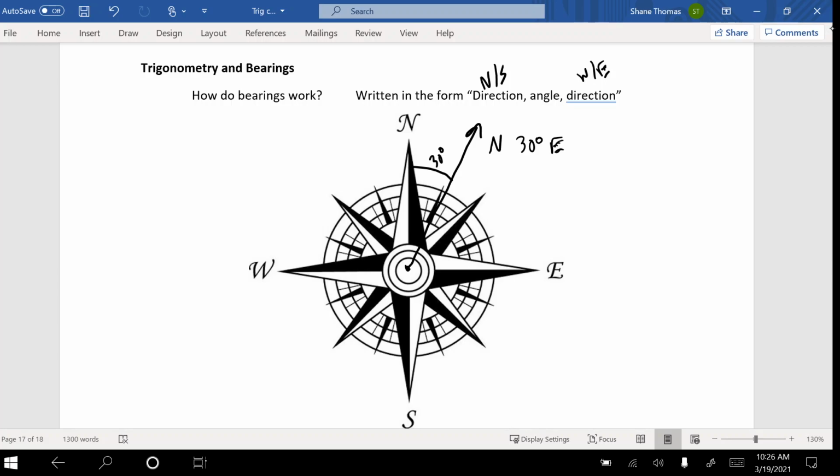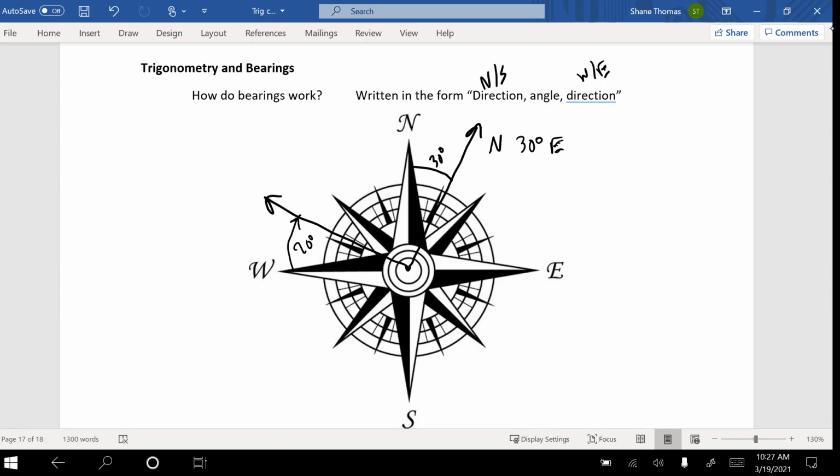So basically it's saying I started going north and then I turned 30 degrees to the east. Okay? All right, let's do another one. If I have this guy, here's where it gets a little bit tricky. So say this angle here is, we'll say 20 degrees. Okay? So I'm 20 degrees off of west.